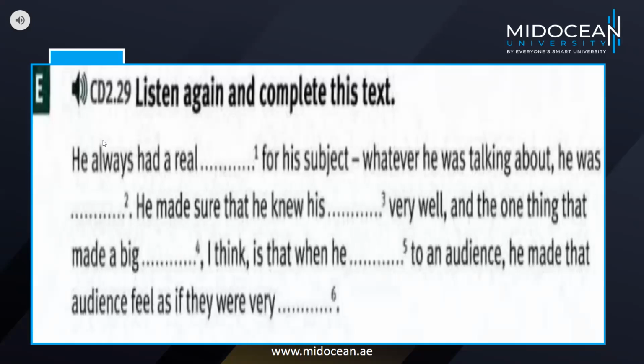Who is the best communicator you know? The best communicator, I think, is my ex-boss from about 15 years ago. And why was he good at communicating? He always had a real passion for his subject. Whatever he was talking about, he was enthusiastic. He made sure that he knew his subject very well. And the one thing that made a big difference, I think, is that when he spoke to an audience, he made that audience feel as if they were very important.